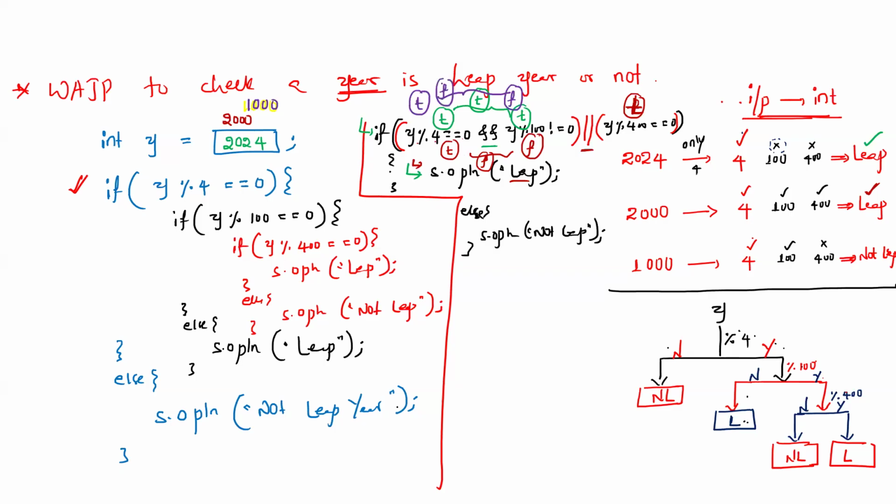False only. Therefore, it will go to next. Because of the OR operator, the next one will be checked. 1000 with 400. False only? Yes or no? False only. So false or false. Therefore, else block and we get the output as not leap year. Same thing you can analyze here also. Same way we can analyze here also. We'll get the output. So here, this is understood based on this diagram and all.